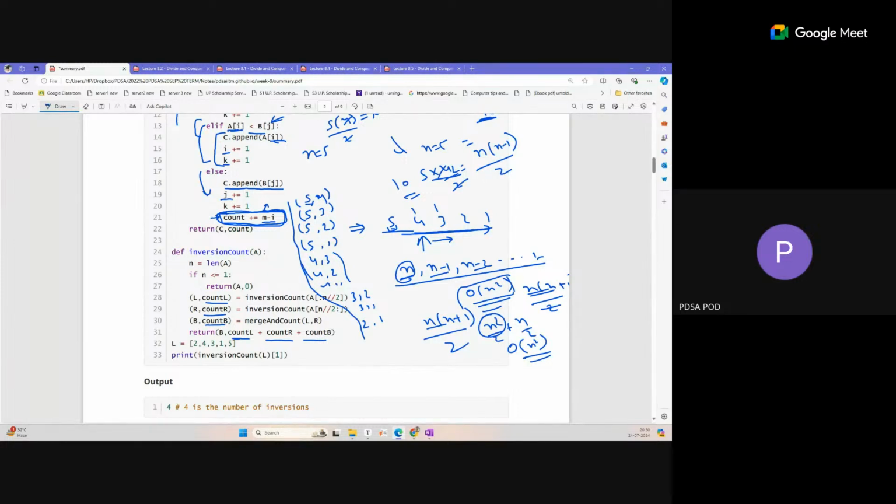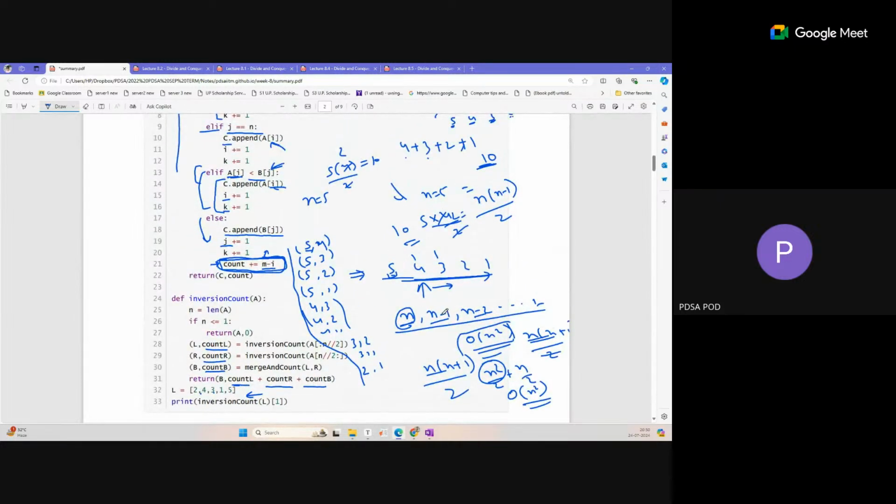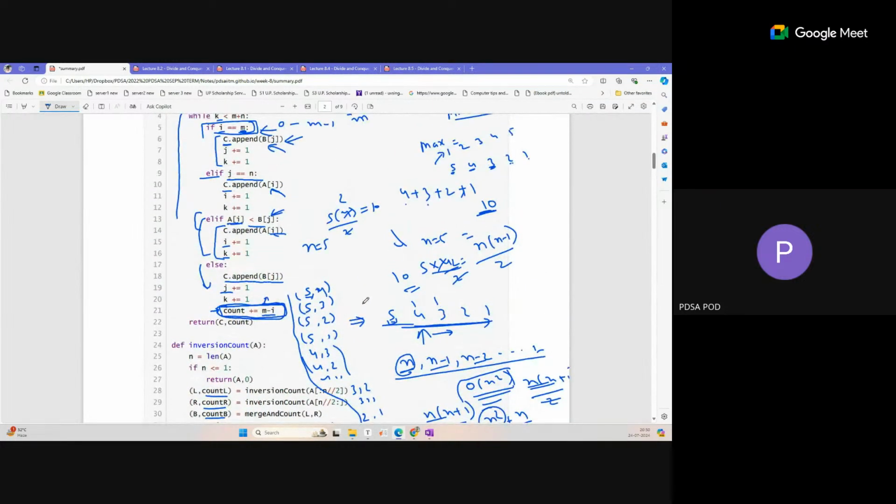So here the input is given like this: 2, 4, 3, 1, 5. We pass this to merge sort, and you will get the inversion pairs for this value. So this is an inversion pair algorithm. So how we are getting this information. I hope this is clear. If you have any doubt, please ask.